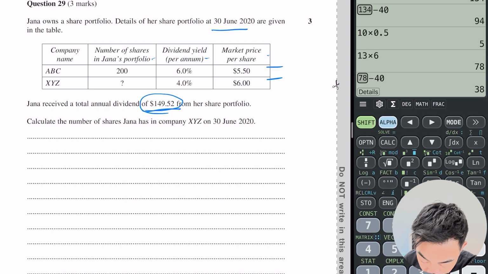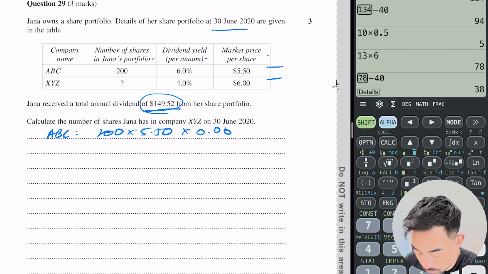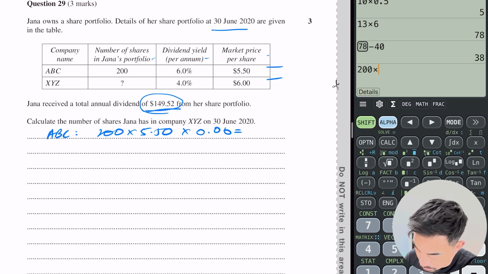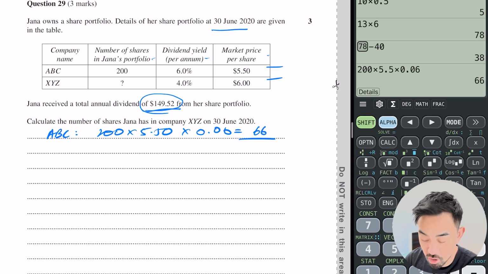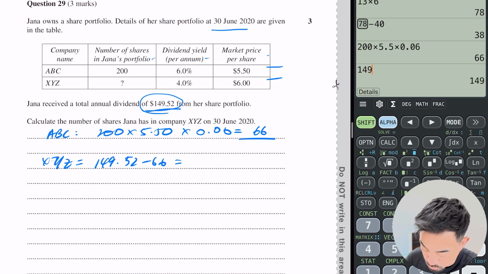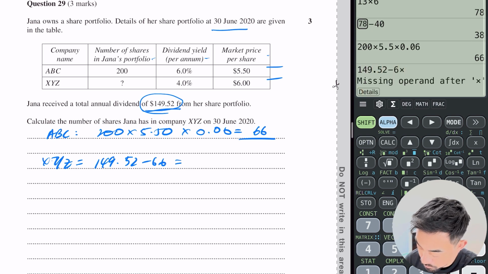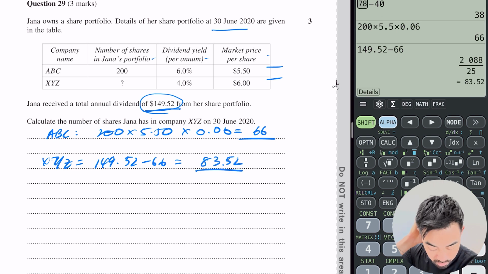So what's her dividend for ABC. So dividend for ABC will be 200 times however many shares each share is worth, so $5.50 times 6%. So that's 200 times 5.50 times 6%. So she'll get 66 bucks from ABC. That must mean XYZ has to have 149.52 minus $66 worth of shares. So that's $83.52 worth of shares. Okay, well now we'll just repeat the process.